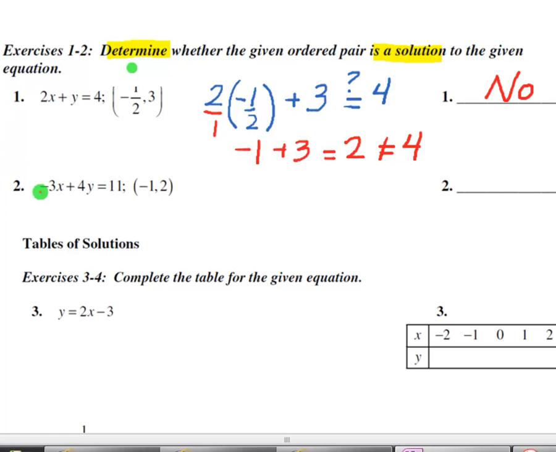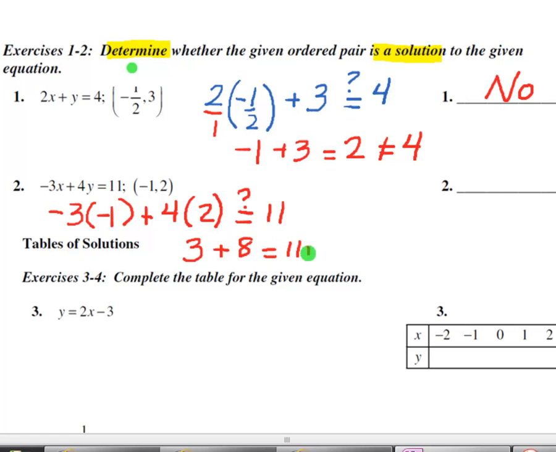Okay, we're looking at the next equation. And we've got the equation -3x plus 4y equals 11. And we are substituting (-1, 2), checking that to see if that's a solution. And as we substitute -1 for x and 2 for y, we get here the multiplication, -3 times -1, which is equal to 3, plus 4 times 2 is 8, and 3 plus 8 is 11. So yes, that ordered pair, (-1, 2), is a solution to our equation.